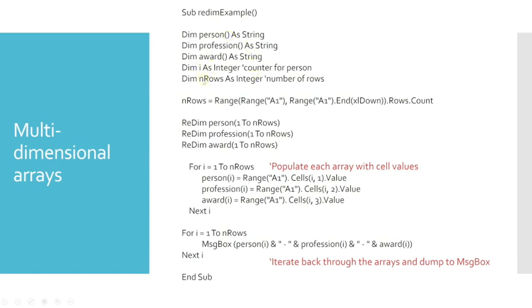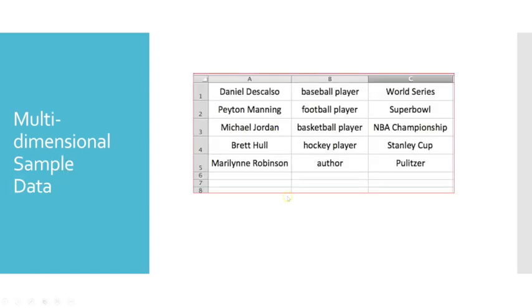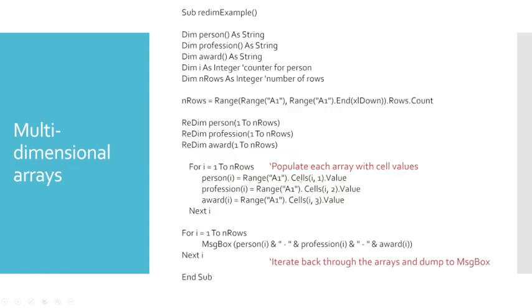You have local variables again, loop counter and number of rows. So this part is the same. And then these are all exactly the same size. That is another reason that sometimes you'll use parallel arrays instead of multidimensional, because say one of these columns had more data than another. But in this case, they're all the same, so they're all redimensioned to that number of rows.